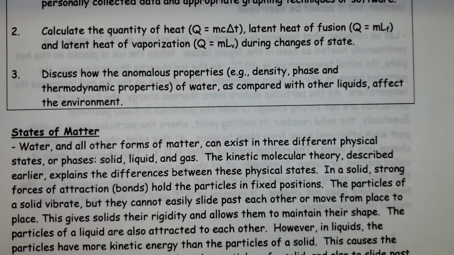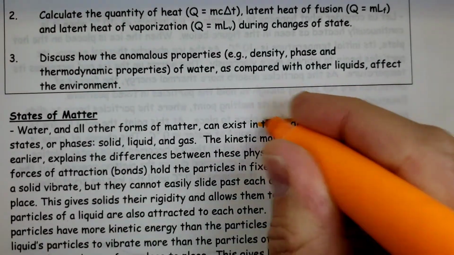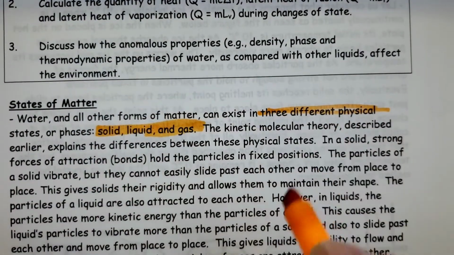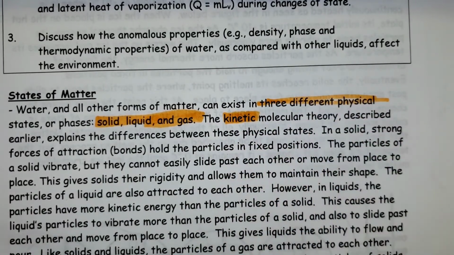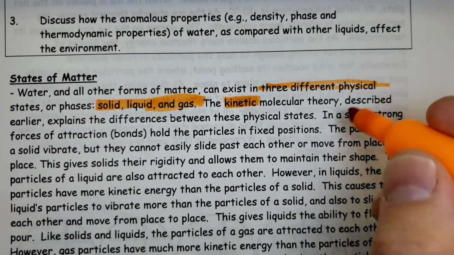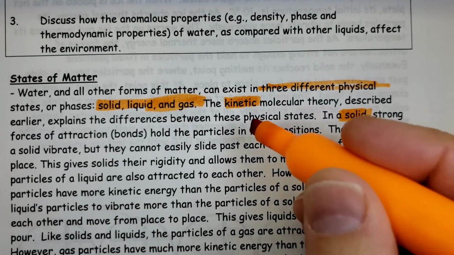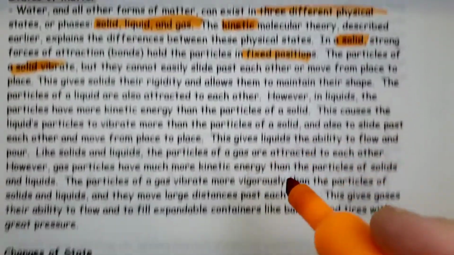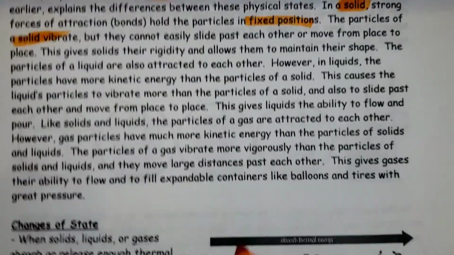So first of all, states of matter. Water and all forms of matter can exist in three physical states: solid, liquid, and gas. The kinetic molecular theory, and remember that kinetic means moving, so the moving molecule theory described earlier explains the differences between these physical states. In a solid, strong forces of attraction hold the particles in fixed positions. The particles do vibrate though, so they're very close together as seen here, but they are capable of moving a little bit, in other words, vibrating.